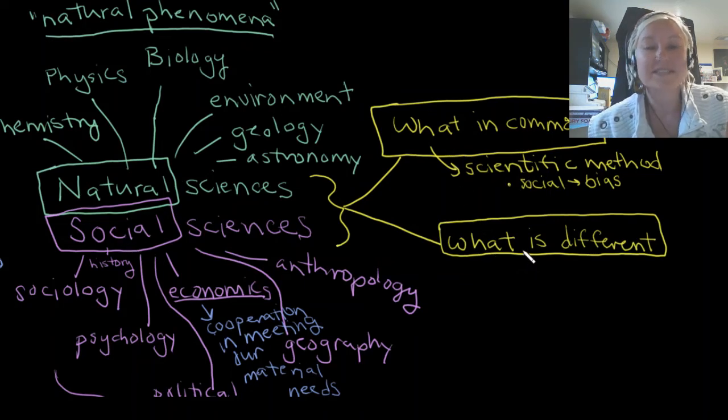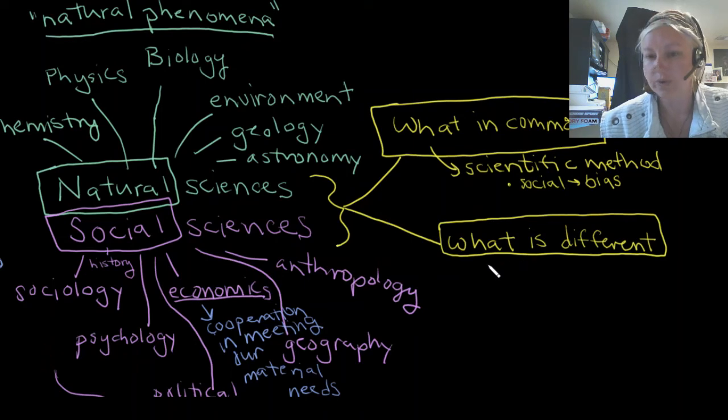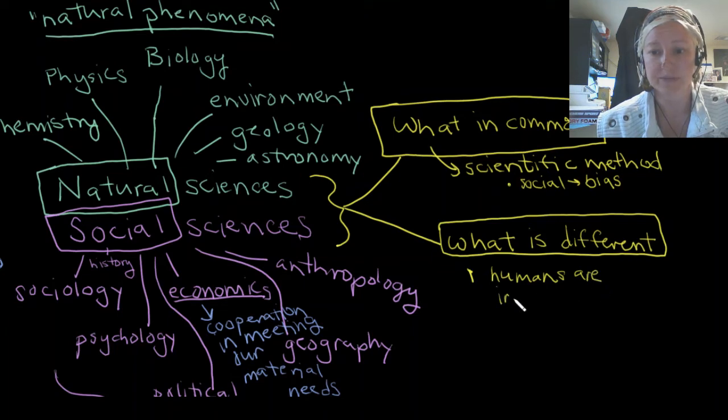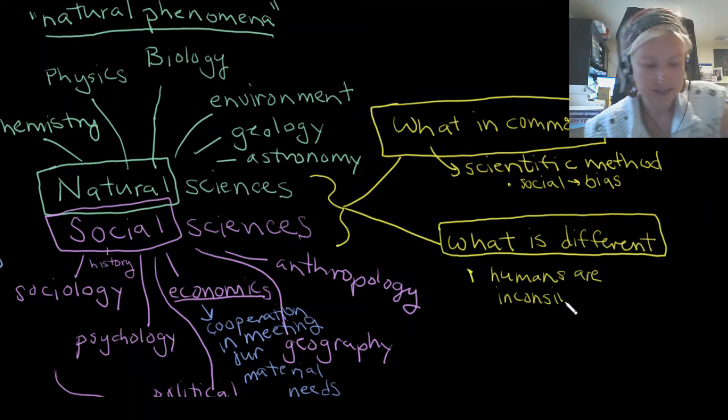So what is different between the natural and social sciences? Really, there are two core differences. One is that human beings can be inconsistent. It's really hard to predict what human beings are going to do. Consistent.